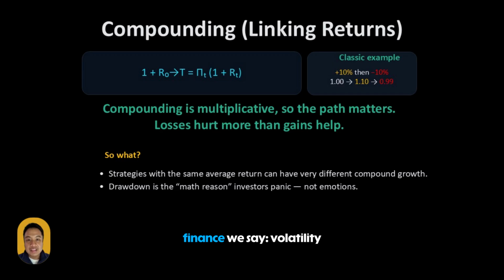This is why in finance we say volatility creates drag. Even if the average looks okay, up and down paths reduce compound growth. Now here's the insight. Compounding is not just math. It defines behavior. People hate drawdowns because drawdowns require nonlinear recovery. A strategy can have good average return and still be miserable due to drawdowns.